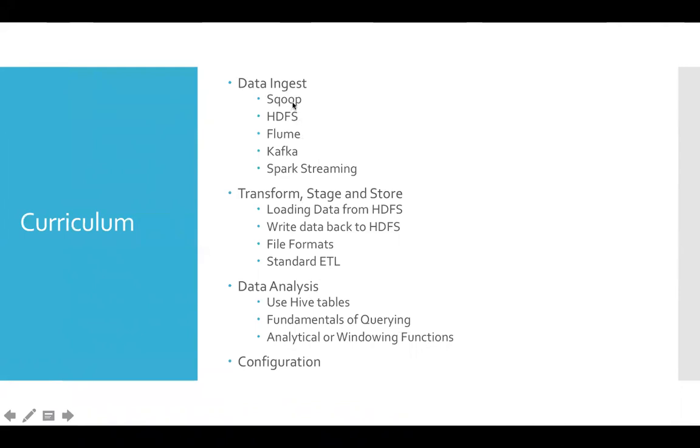And here are the different technologies that need to be explored to give the certification: Sqoop, HDFS, Flume, Kafka, Spark Streaming. Flume and Kafka are not directly related, but having knowledge of these two things might help if you get any questions related to real-time, near real-time integration, which are emphasized as part of the certification curriculum.